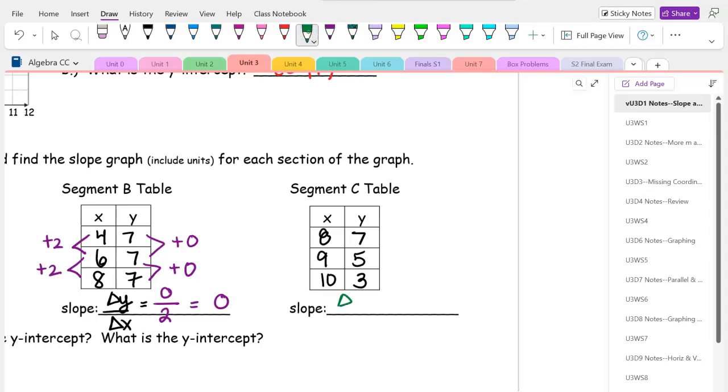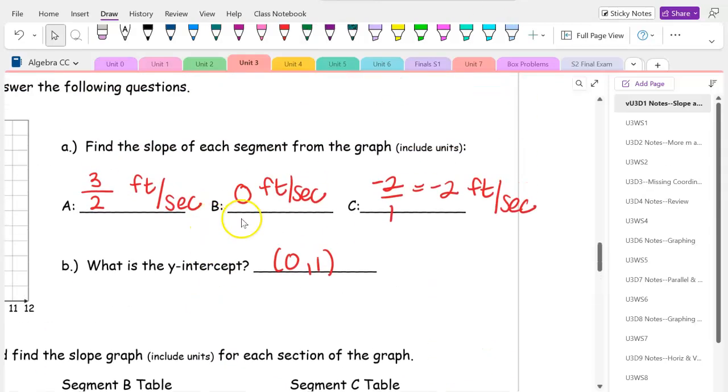Okay, again, slope is change in y over change in x. So we're going to do our jumps. This is down 2, so subtract, down 2, subtract. And on this side, we're going up 1. Take your jumps in y, so negative 2 divided by positive 1, and simplify that, and we get negative 2. Once again, you can see that matches exactly what we got from the graph.